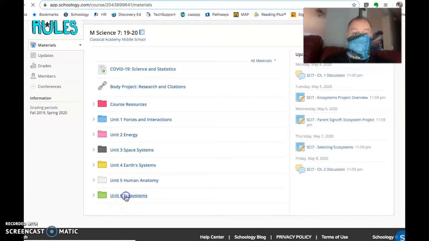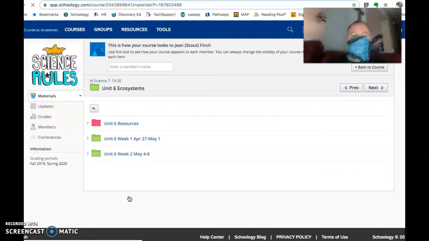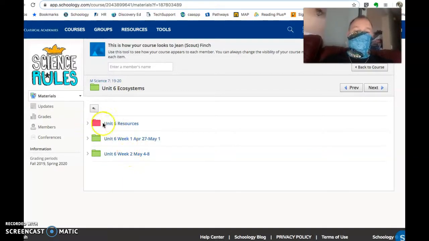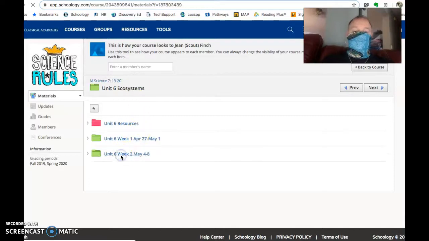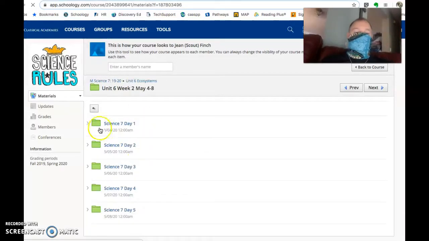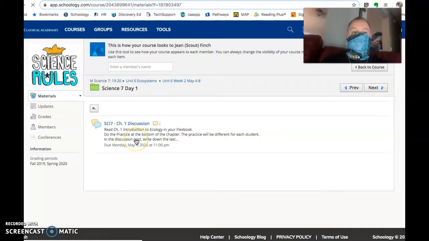It is about week 8 of our quarantine, and we're moving into week 2 of our ecosystem, or unit 6, I should say, because in week 1 of unit 6 we finished up our human body unit, and now we're actually jumping into ecosystems. So you can check your resources folder. We've got our new Flexbook in there, so it's ready for you, and we are going to jump into week 2. So today, Monday, our job is to check out chapter 1 of the Flexbook.